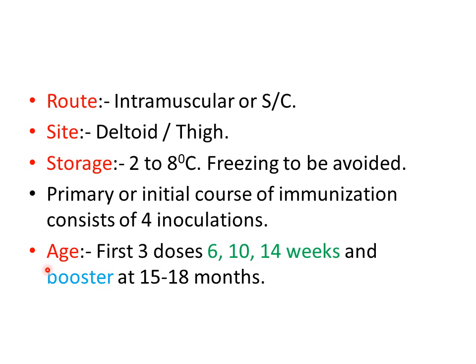Age: first 3 doses at 6, 10, 14 weeks. This is the primary or initial course. The primary or initial course is till 9 months, where all the primary essential vaccinations are given. Till 9 months, till measles vaccination, is the primary course of immunization. So the primary course consists of 4 inoculations: 6, 10, 14 weeks, and a booster at 15 to 18 months. So this is the age for IPV vaccination.